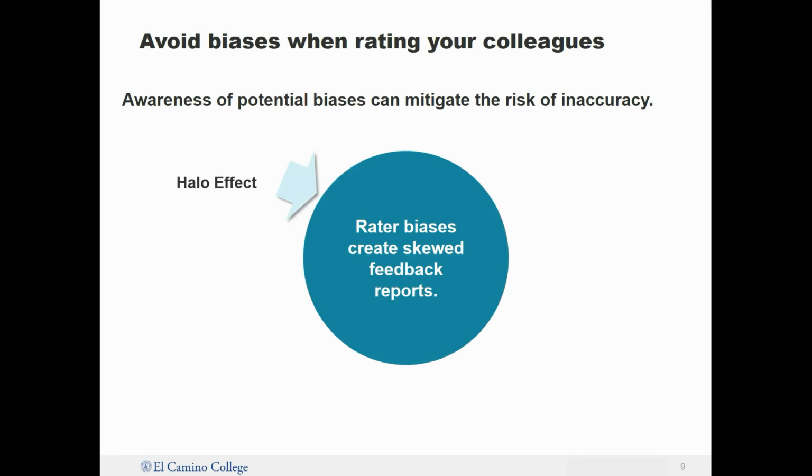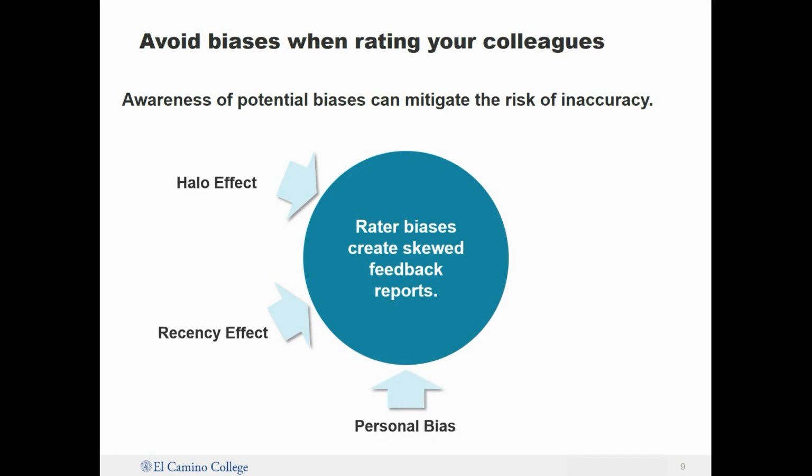Halo effect occurs when a rater's overall perception of an administrator or supervisor is overly influenced by the person's performance in one particular area. Recency effect occurs when a rater weighs an administrator or supervisor's recent behavior too heavily, as opposed to assessing the person's average behavior over the entire evaluation period.